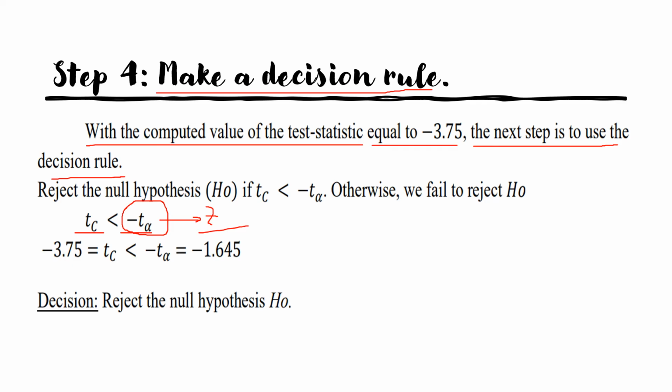Now, if we compare your computed and your critical value, the negative 3.75 is less than negative 1.645. That's why we need to reject your null hypothesis, because the computed value falls on the rejection region. Meaning to say, if the computed value falls on the rejection region, then you need to reject your null and accept the alternative hypothesis.